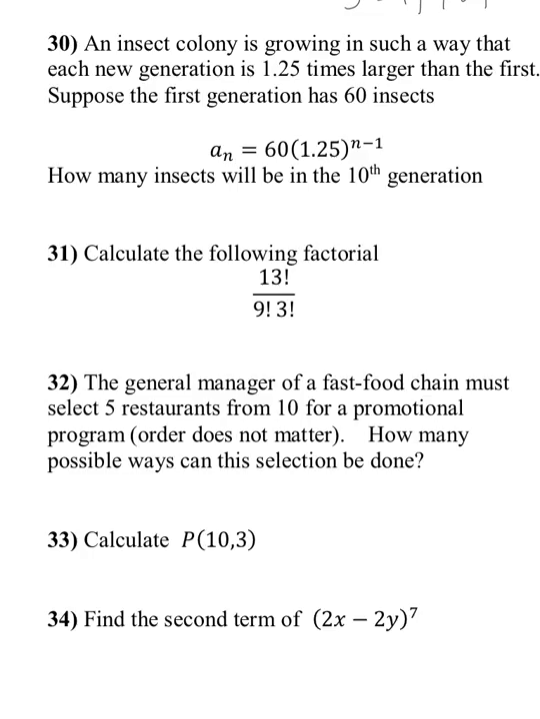Okay, and the next problem, this is our insect problem we've been doing. We want to know how many insects are going to be in the, let's see, which generation is it? Suppose the first generation has 60. How many insects will be in the 10th generation? So that means that we're going to plug the number 10 in for n and calculate this straight on the calculation screen of your calculator.